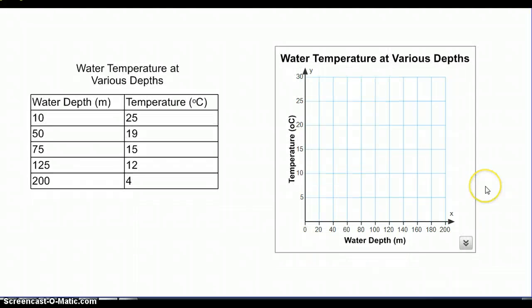In the case of this graph, we've got a water depth and a water temperature. So our water depth is on our x-axis. It's our independent variable. We are the ones that are taking the measurement at these different depths to see what the resulting temperature is. So whenever I look at graphing this data, I'm going to be inserting these in here.